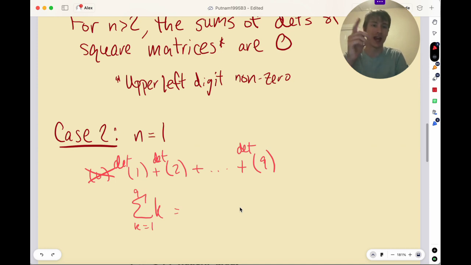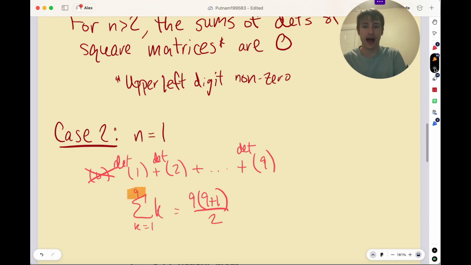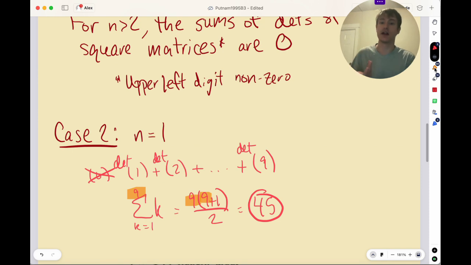Not to be confused with the n in the previous problem, but Gauss's formula says that this is equal to 9 times (9 plus 1), all divided by 2. So that's important because I'm going to use that. Which in our case, I believe is 45. All right, so that's part of the answer. If n is equal to 1, then the sum of all the determinants would be 45.